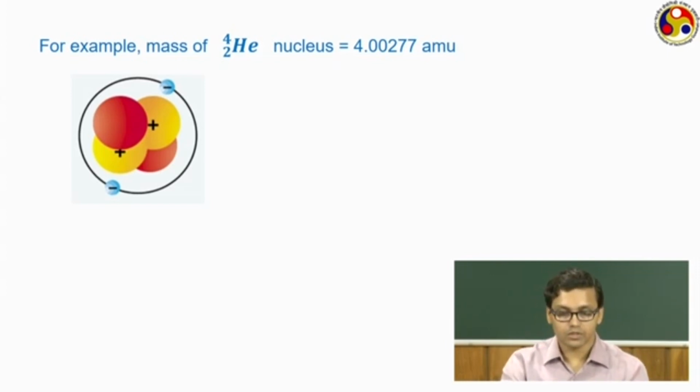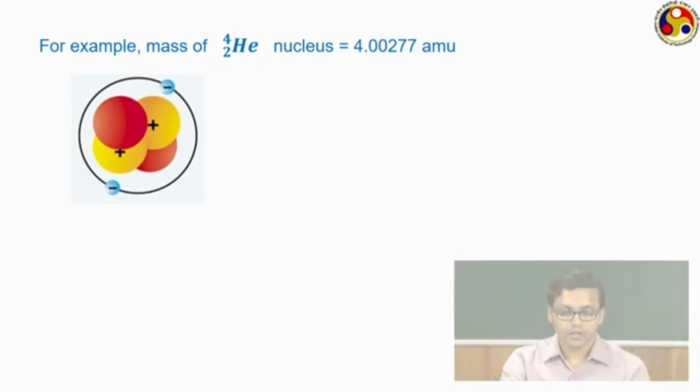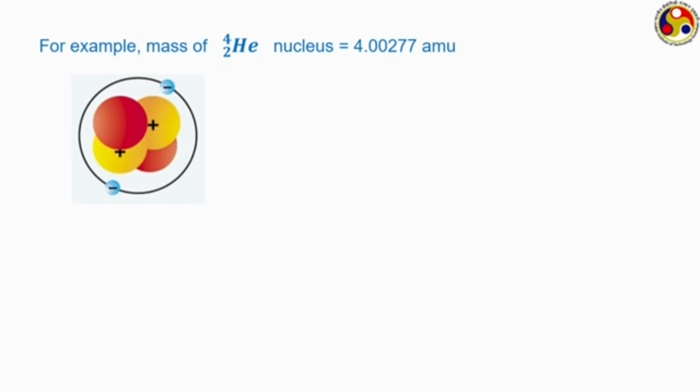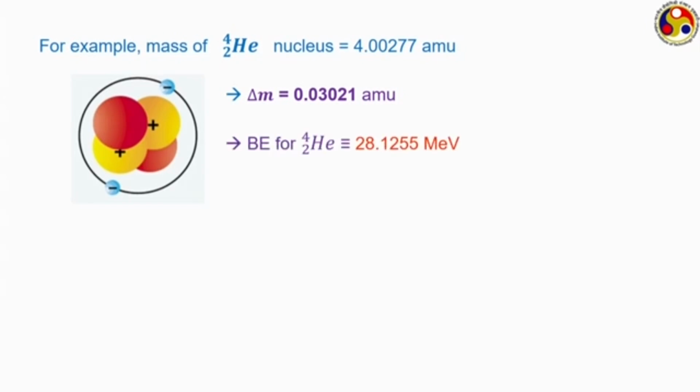Now, the mass of this one is 4.00277 AMU, which is a measured value. If we compare this with the mass of 2 protons and 2 neutrons kept separately, that is associated with a mass defect of 0.03021 AMU and a binding energy of 28.1255 MeV. That means, if we want to break apart one common helium isotope, we have to supply at least 28.1255 MeV of energy, and only then shall we be able to separate out these 4 nucleons.